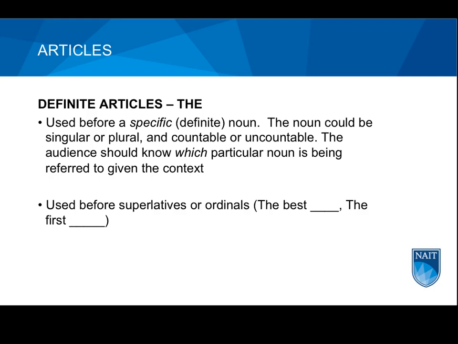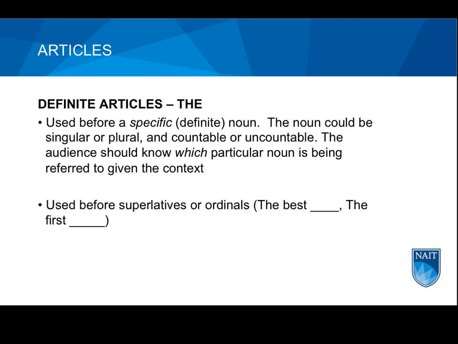We also use the before superlatives or ordinals. Superlatives are words like best, most, happiest. So we'll use the definite article the before the superlative, which comes before the noun. For example, we wouldn't say Disney World is a happiest place on earth. We would say it's the happiest place on earth.